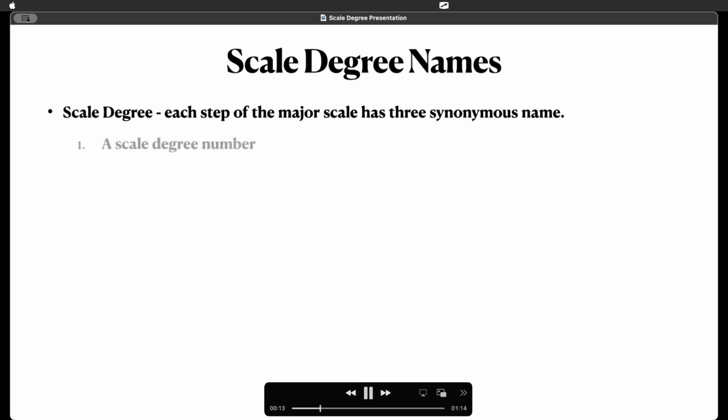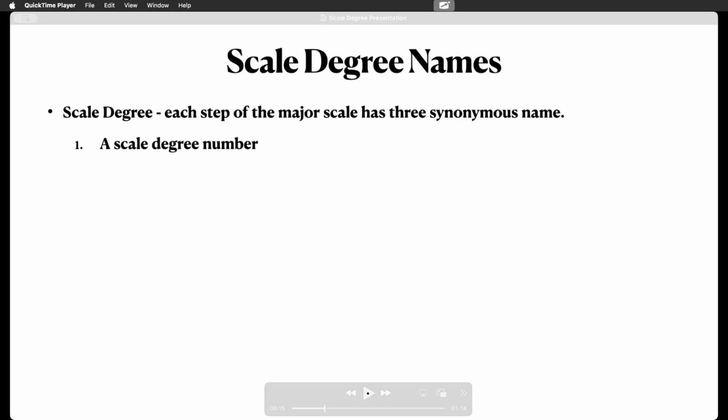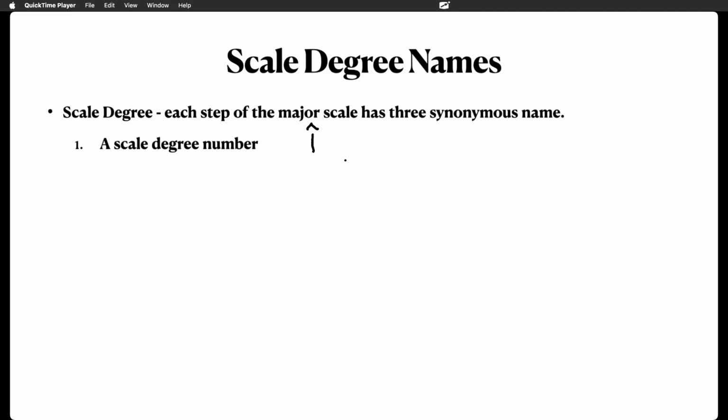The first one is there can be a scale degree number. A scale degree number is going to look a lot like this. So if I had scale degree number 1, we put a little caret or a top hat on top of that. And in the key of C major, the first scale degree would be C. And let's go up to the note G in the key of C. The note G in the key of C would be scale degree 5.